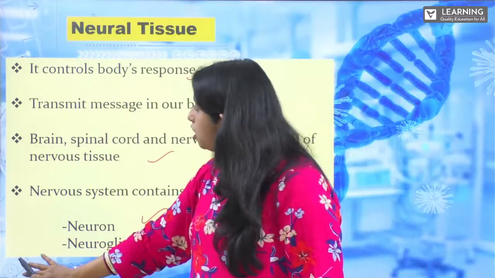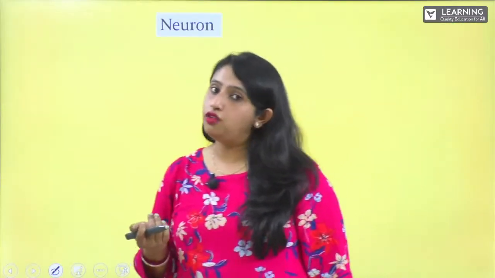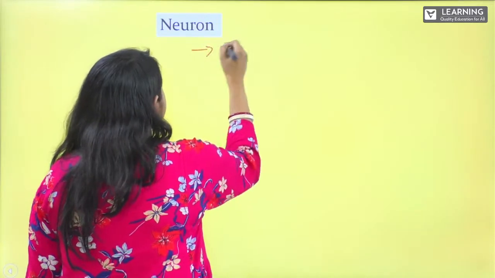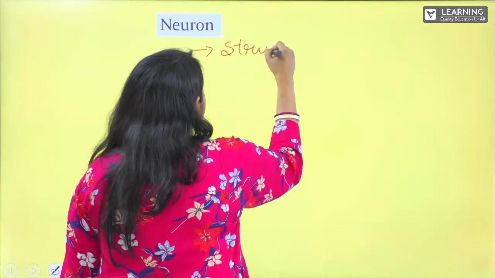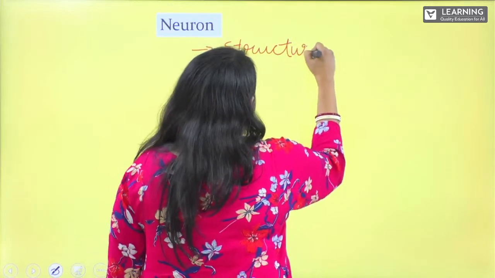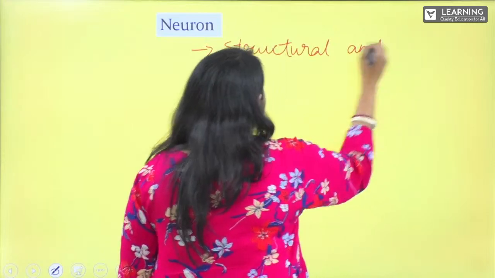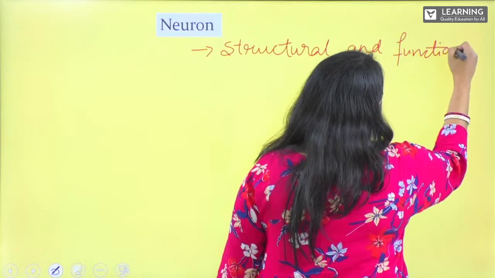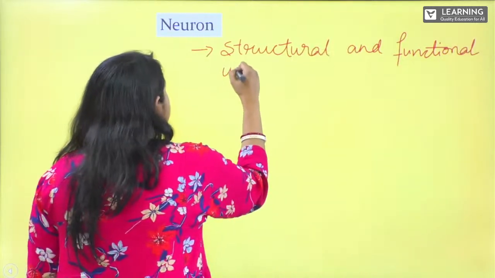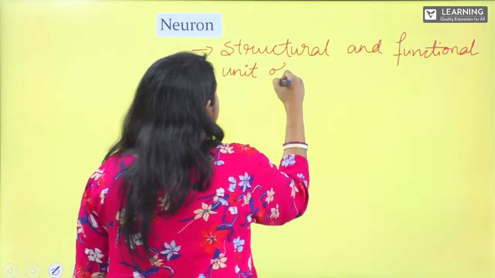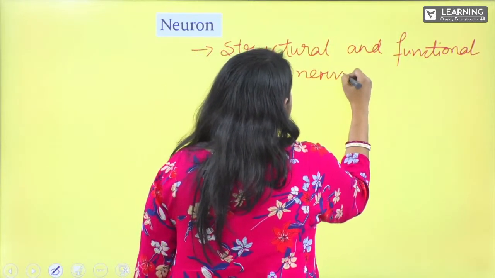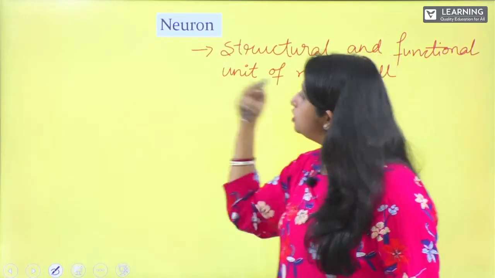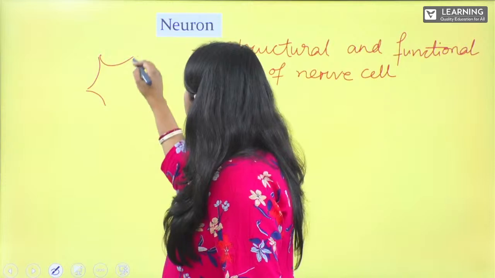So what is this neuron? We have already studied the structure of a neuron. So the neuron is the structural and functional unit of nerve. Clear? So how is the diagram of this neuron? So this is like this. We have already studied.